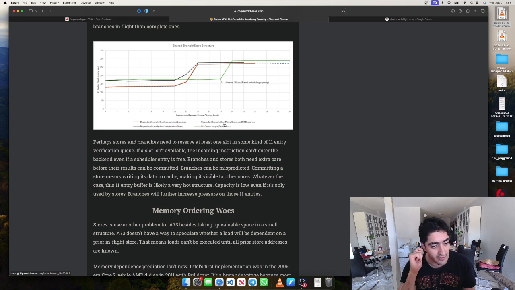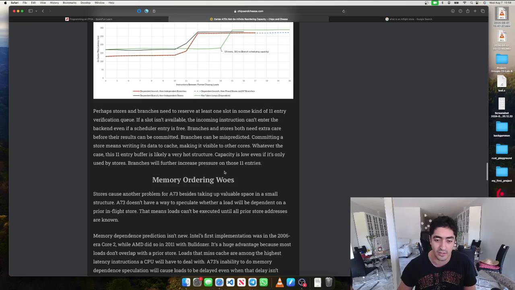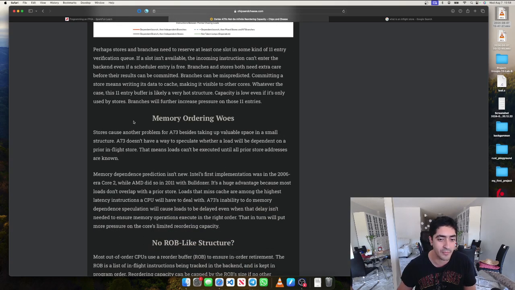Whatever the case, this buffer is likely a very hot structure. Capacity is low even if it's only used by stores. Branches will further increase pressure on it. Memory ordering woes. Stores cause another problem for A73 besides taking up valuable space in a small structure. A73 doesn't have a way to speculate whether a load will be independent of a prior in-flight store. That means loads can't be executed until all prior store addresses are known.